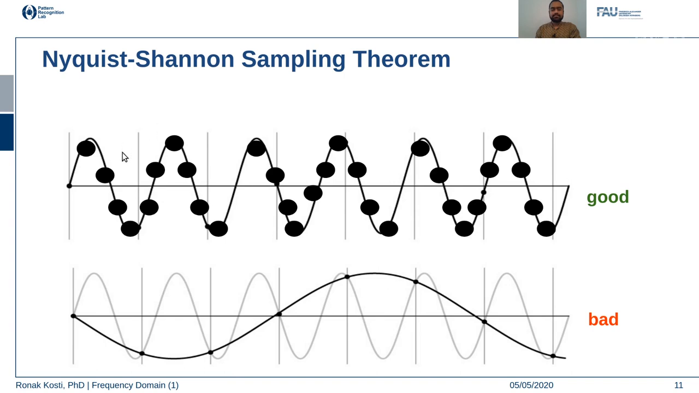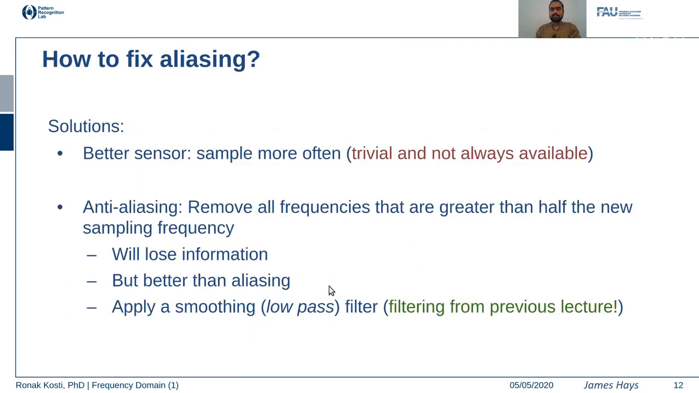This is a good example of how you can sample the signal on the top, and below is a bad sampling example. Basically, a naive solution to fix aliasing is to have a better sensor, or a better capturing rate, or a better frame rate for your video capturing device. But this is not always feasible, right?